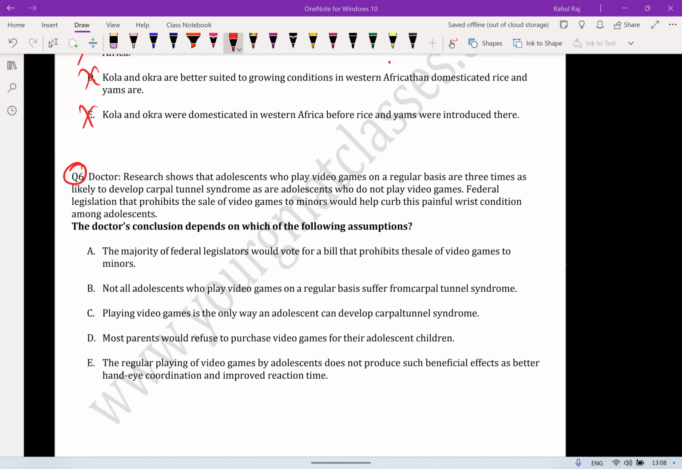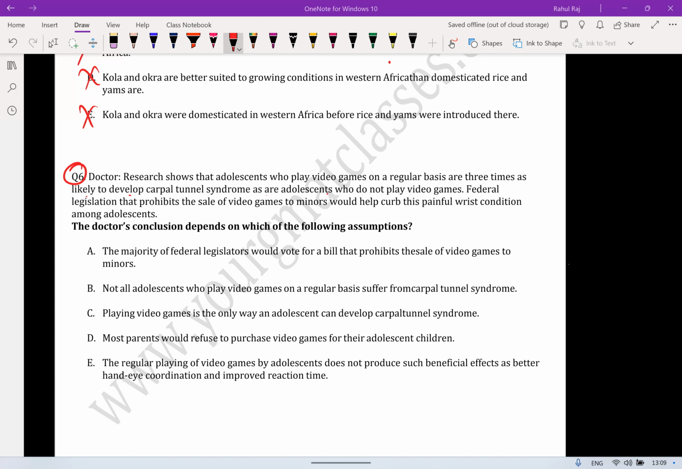So see here, it says that research shows that adolescents, meaning children who play video games on a regular basis, are 3 times as likely to develop carpal tunnel syndrome as are children who do not play video games. What do you mean by this statement? It doesn't mean that. It simply means a smoker is 3 times more prone to get cancer, but it doesn't mean that a non-smoker will not get cancer. I hope it's making sense. So read the sentences the way they are written.